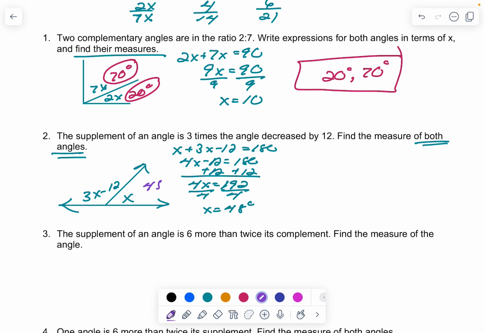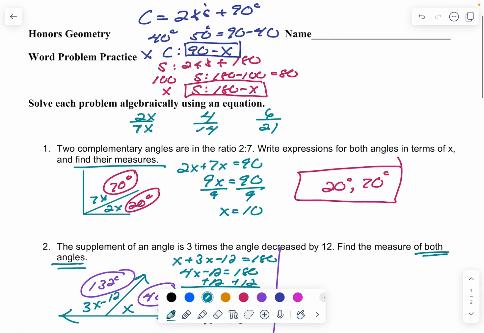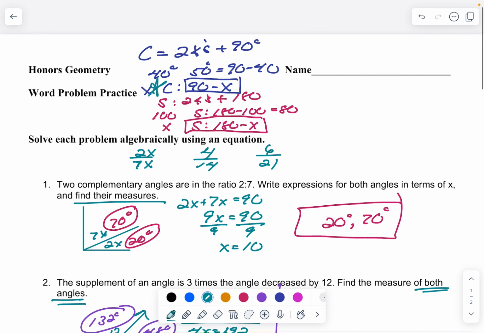So this angle is 48 degrees. And, well, actually, we know it's the supplement, so it's going to be 132 is what we would get. But there's another way to solve this problem. And we could use what we did up here, complement the supplement.